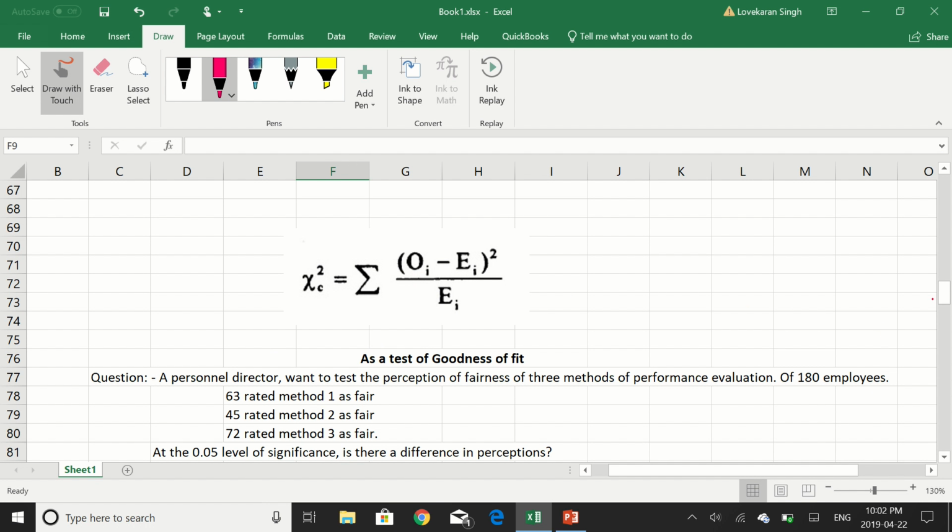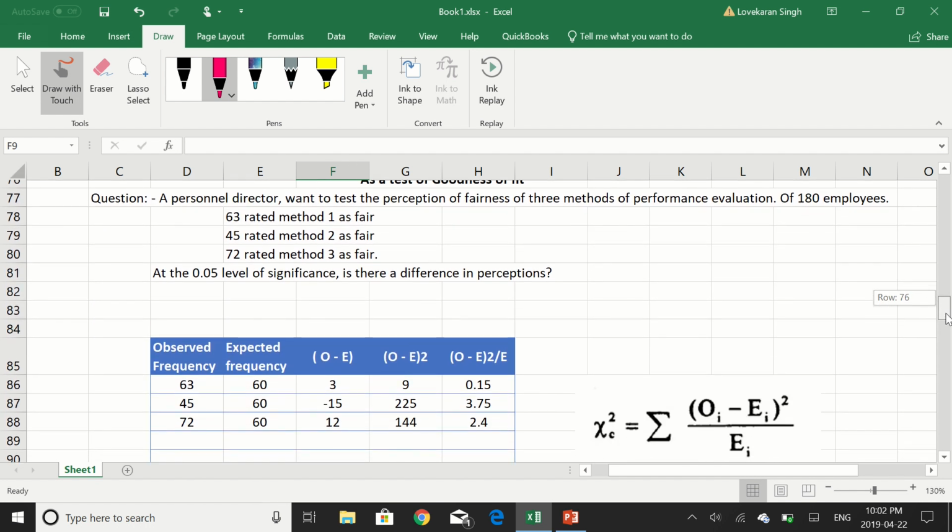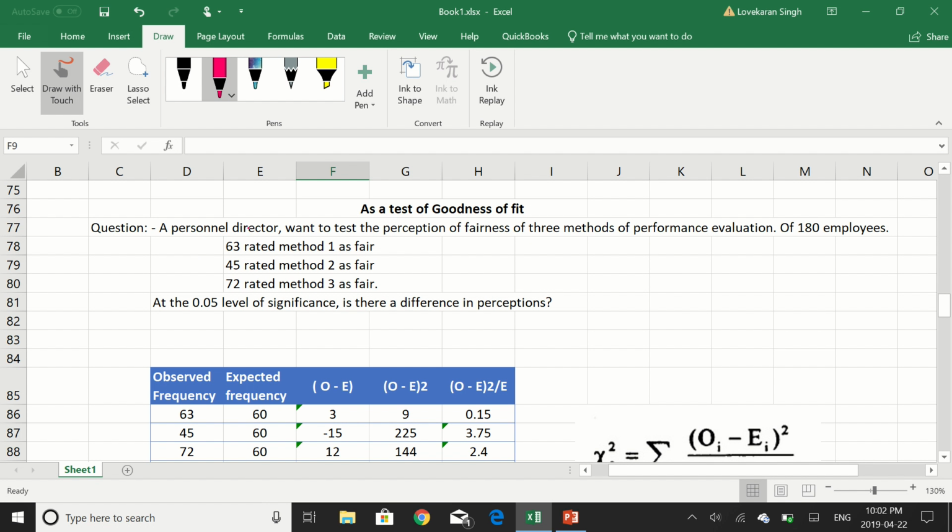For example, we have one question. A personnel director wants to test the perception of fairness of three methods of performance evaluation among 180 employees. 63 employees rated method 1 as fair, 45 employees rated method 2 as fair, and 72 employees rated method 3 as fair. We have 0.05 as the level of significance, and we have to determine whether there is a difference in perception or not.